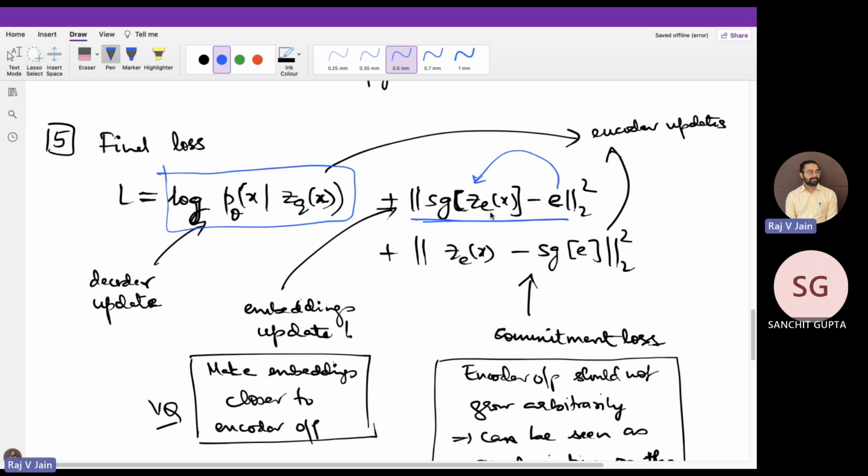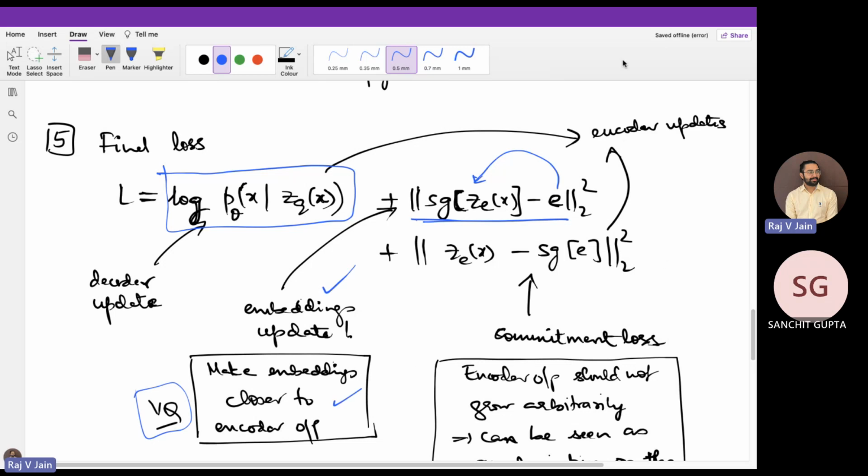Right, which is what you actually want, because ZE of x is mapping your x to some space. If your embedding vectors are in that space, it'll be much better in that sense. And it's also a result of your VQ operation, vector quantization. So embeddings will get updated using this term. That's the idea: make embeddings closer to the encoder output.